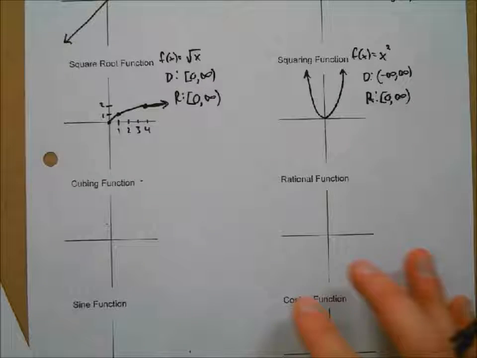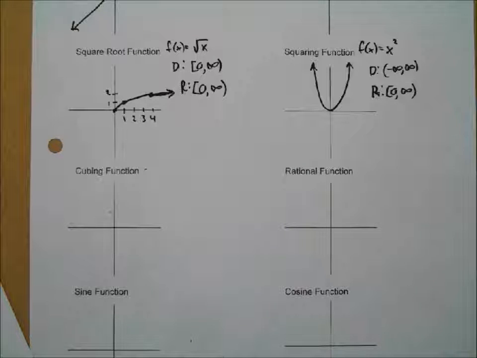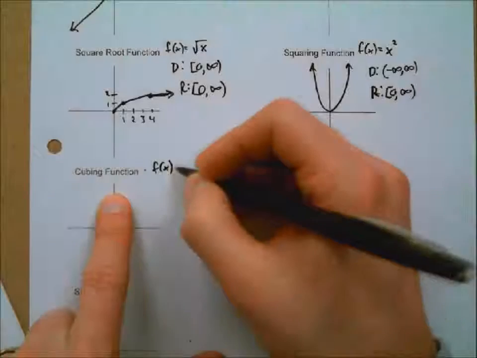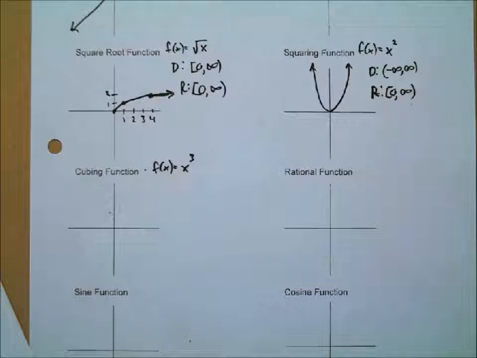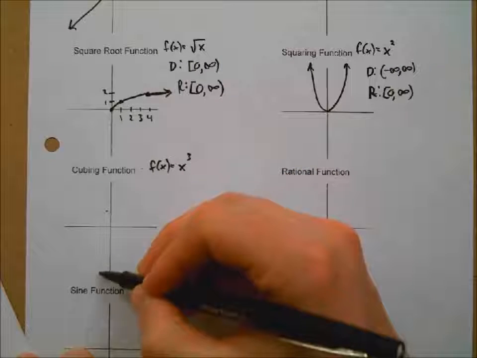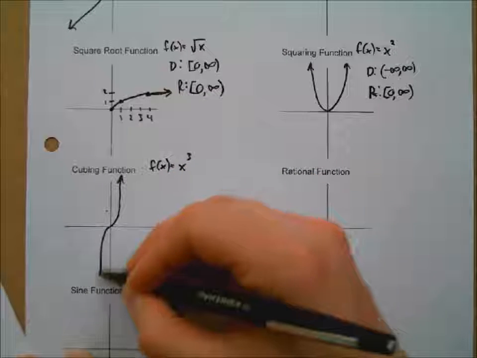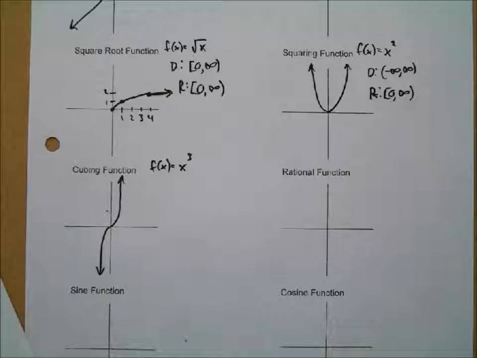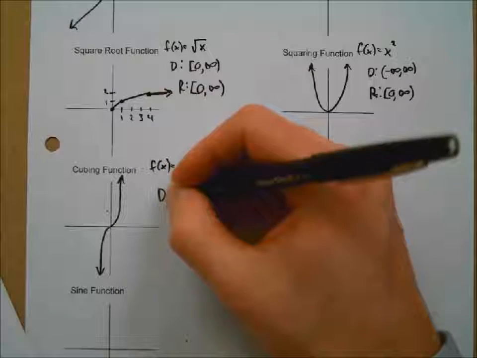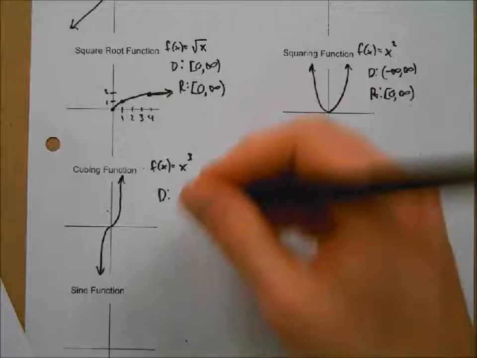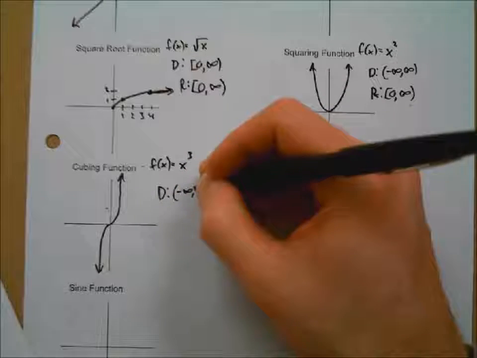Scoot up here and we'll get the cubing, and then the rational function. Rational is going to be 1 over x. But then again, we'll do cubic, so x to the 3rd. Now it's something like this. Roughly, again, it's more the shape. Domain here, we can cube positive and negative numbers, no problem. So it's negative infinity to infinity.